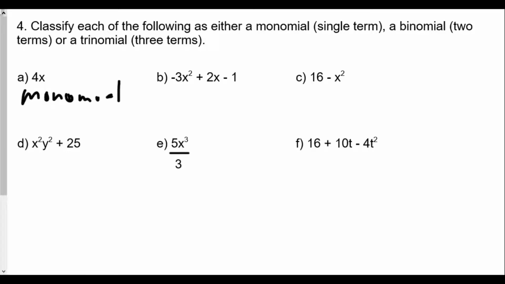All right, for B, we have negative 3x squared plus 2x minus 1. So again, there's 2 symbols in between, so there are 3 terms. This is going to be a trinomial. If I can type, it would be great. C, 16 minus x squared, only 2 terms there, so that would be a binomial.